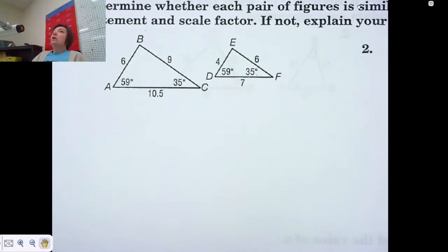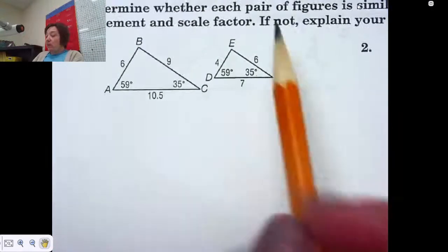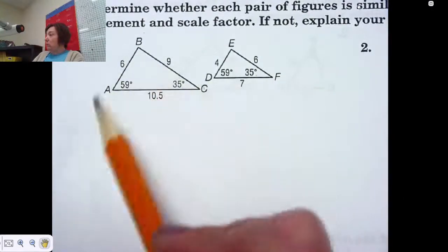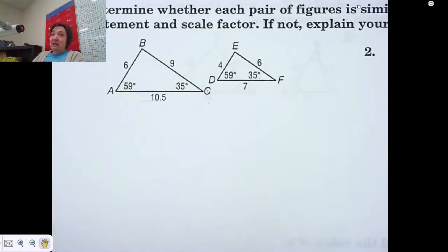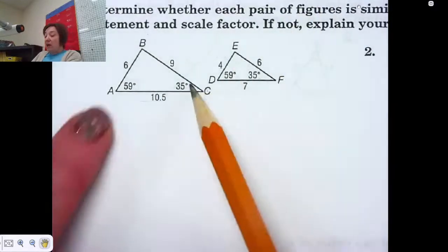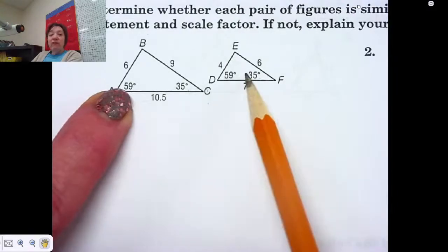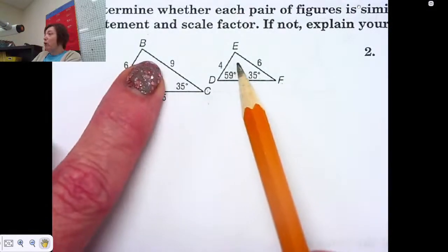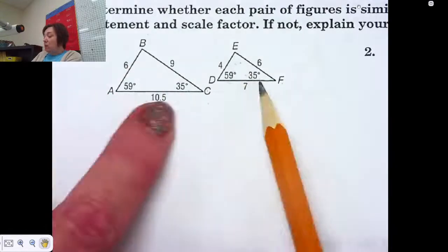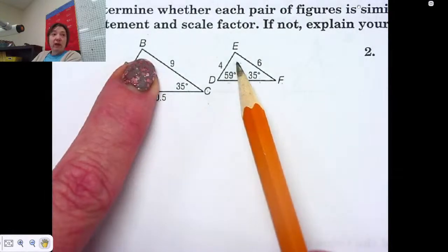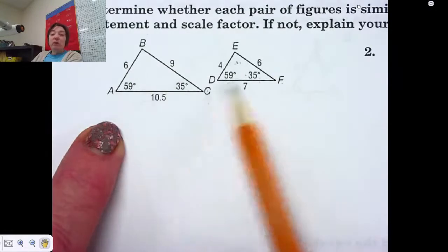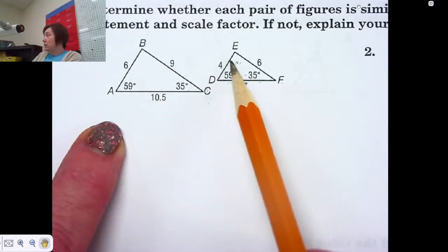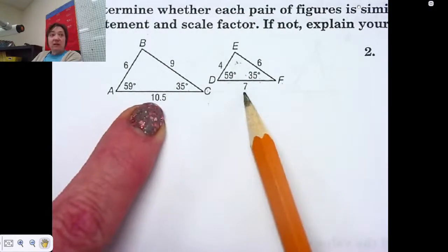Okay. So, here's the lowdown, the skinny on similar. Similar means that they're the same shape, but they're different sizes. So the angles will be the same. See how we have 59 and 59? And then we have 35 and 35. And of course, y'all know based on the third angle theorem, if these two are the same, those have to be the same also, right? So they have the same angle measurements, which means they're the same shape. But look at the sides.